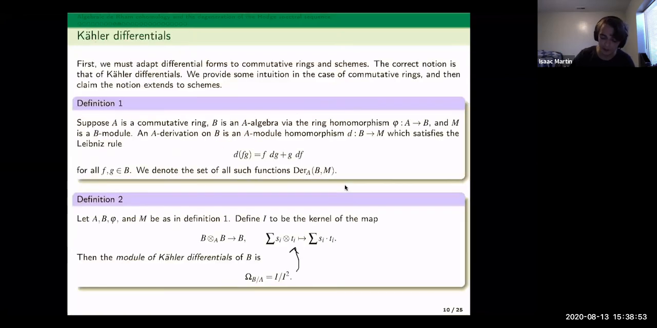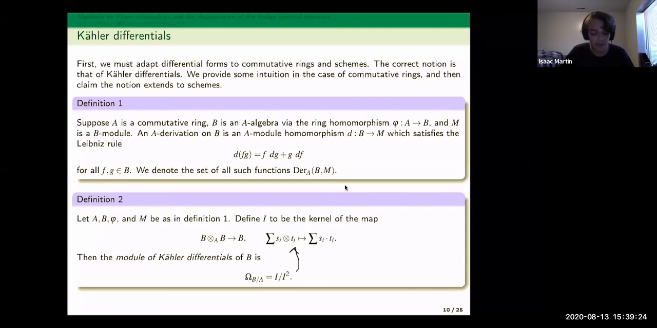So moving on, our first goal was to adapt differentials to work with varieties. And so in commutative algebra and algebraic geometry, the correct notion is that of Kähler differentials. Here we're just going to define Kähler differentials for commutative rings because they're just easier for me to visualize at least, and then we're just going to claim they globalize to schemes. So a Kähler differential is just this.